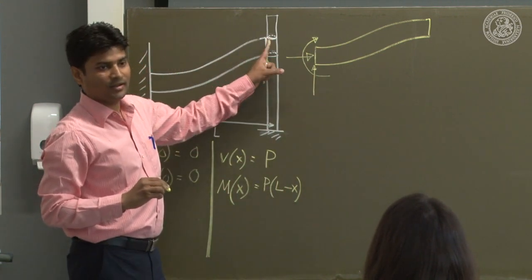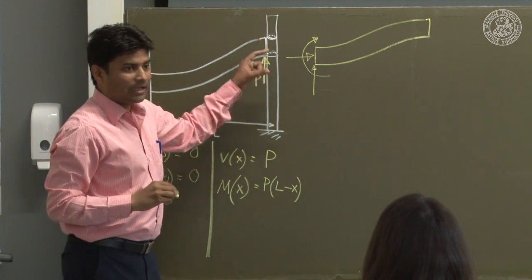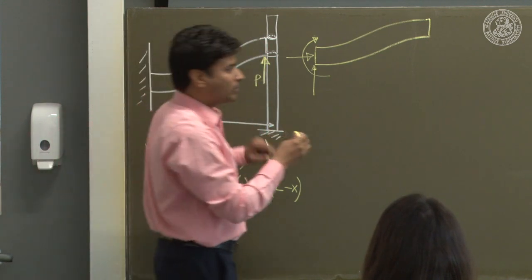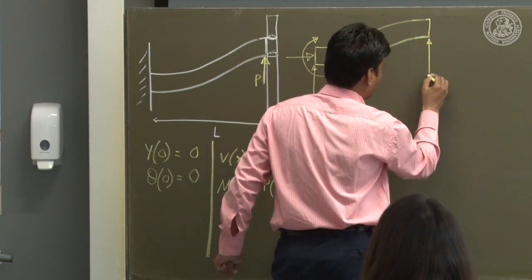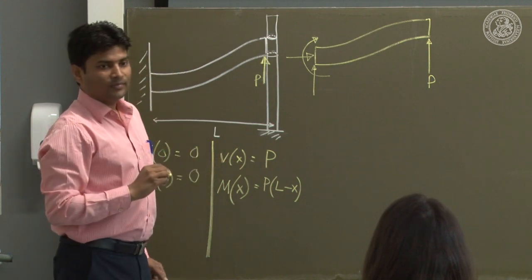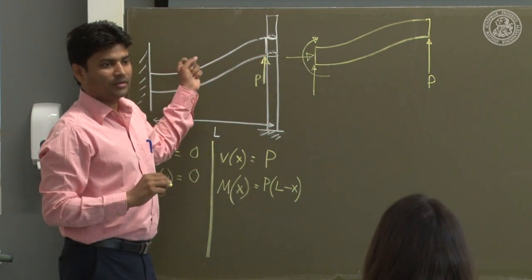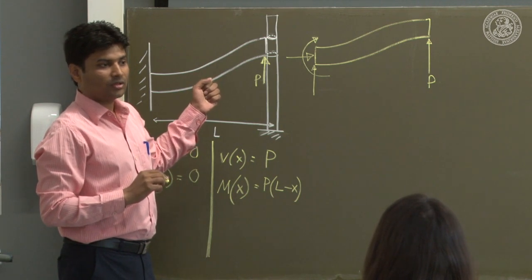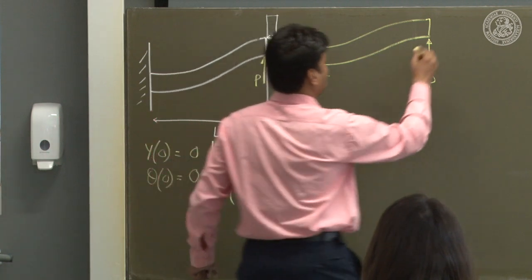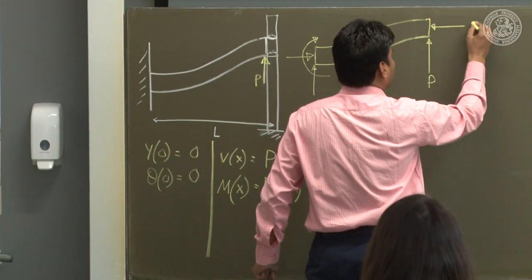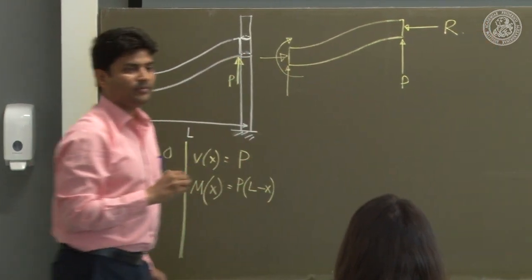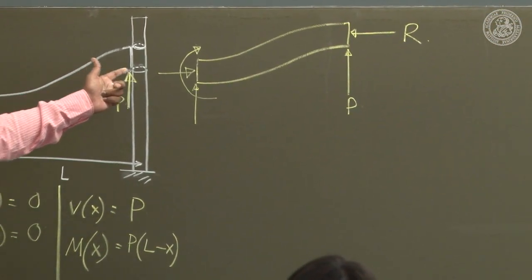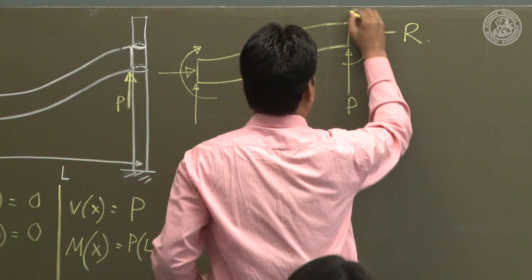Come to this end. It can move freely up and down, and the force is prescribed, so that force is known. It cannot move axially, so there is an axial constraint. So what about the axial, horizontal reaction? There will be some horizontal reaction, right? So let's call that R. It cannot rotate here. Then? Reaction moment, right? So, M naught.